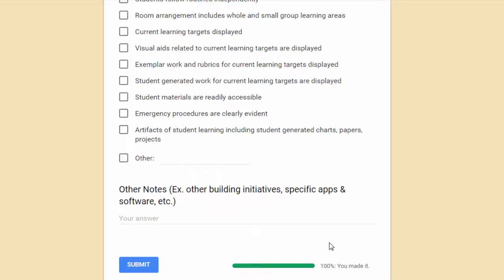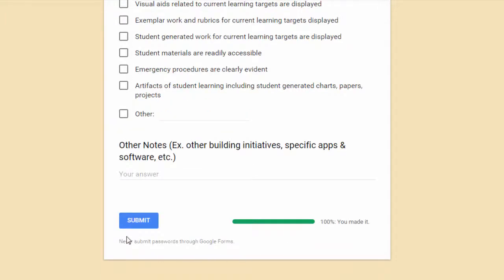There is also a section, as I mentioned previously, for other notes or for schools to develop their own look-fors for building-based initiatives. From there, the classroom walkthrough team will submit the form and it will feed into a spreadsheet that will collect the data from the 20 walkthroughs.